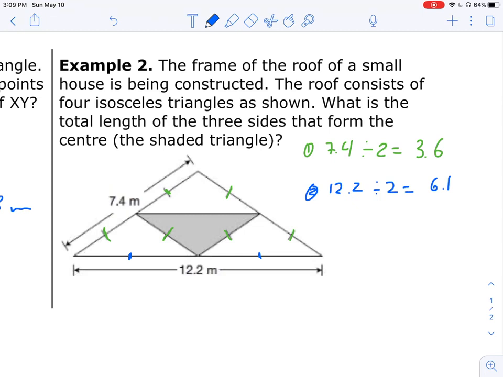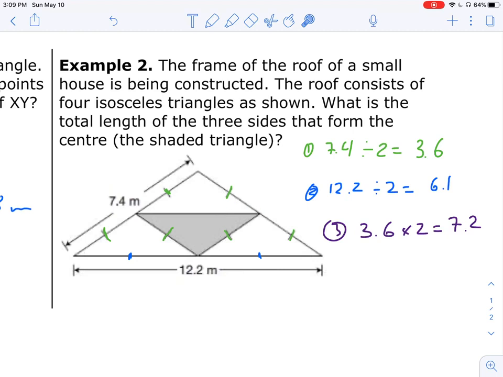So my third and final step: if I look at the shaded triangle area, I have this distance and I have this distance. Well, I know these two distances are both 3.6. So if I take 3.6 and multiply it by 2, 3.6 times 2, I'm going to get a value of 7.2. So now I know that this side and this side are 7.2, and I have the one final outstanding piece.